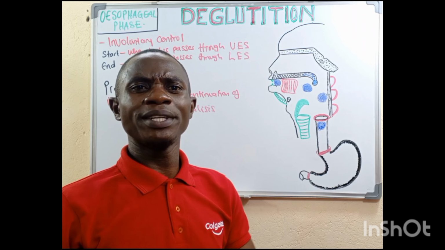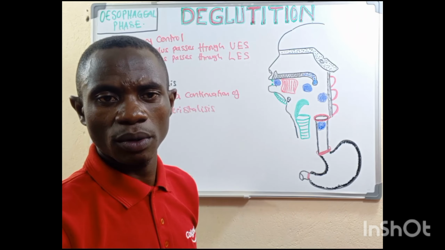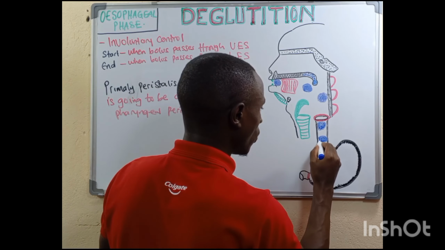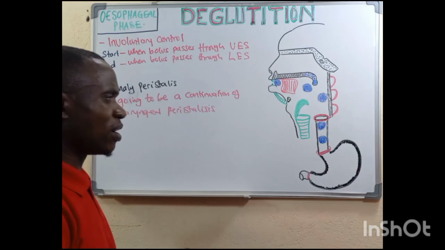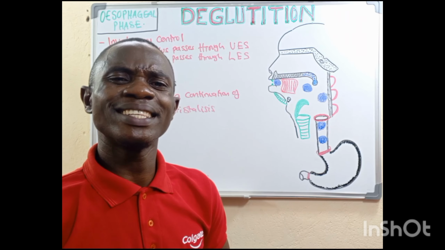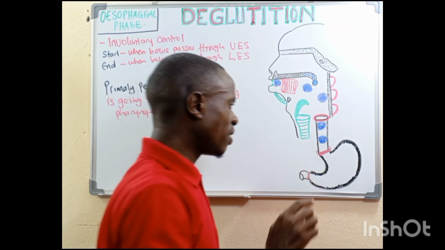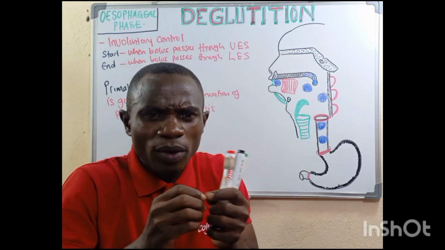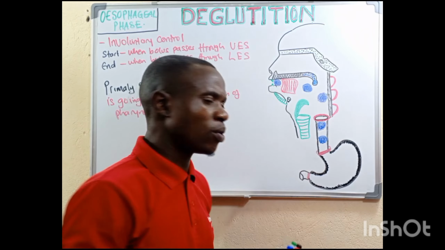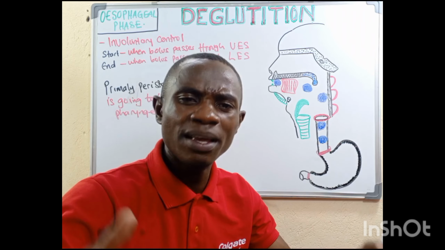Sometimes the bolus can be a bit big, or it can be dry, and then it gets a bit stuck in the esophagus. Let's say, for example, this bolus is getting stuck in the esophagus. How are we going to move this bolus down? There's another mechanism. When the bolus gets stuck in the esophagus, it causes a stretch of the muscles of the esophagus, and in that way, stretch receptors become activated.